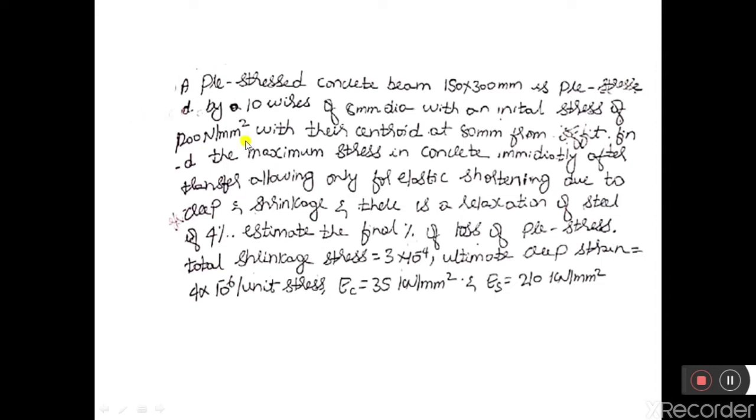So here the question is given that we need to calculate the losses that are induced in a cable. So here it is a pre-stressed concrete beam of size 150 by 300 mm, and it is pre-stressed with 10 wires, and the diameter of each wire is 8 mm. So these wires are subjected to an initial stress of 1200 Newton per mm square.